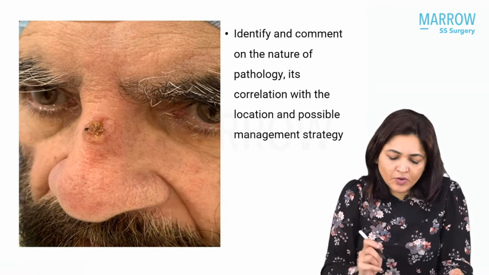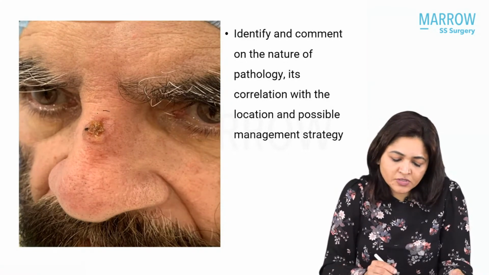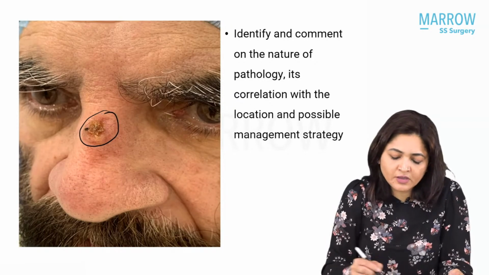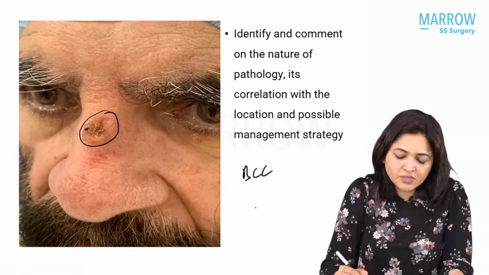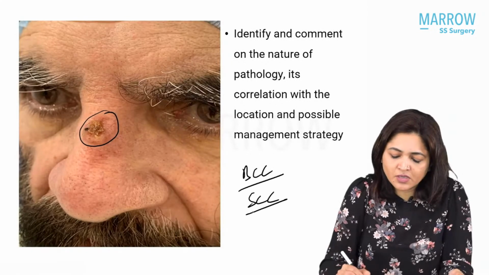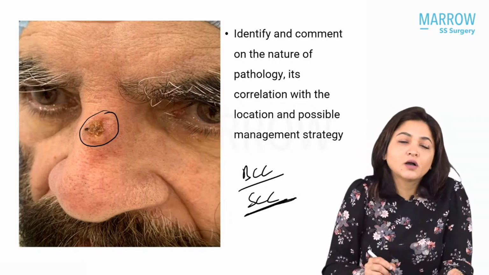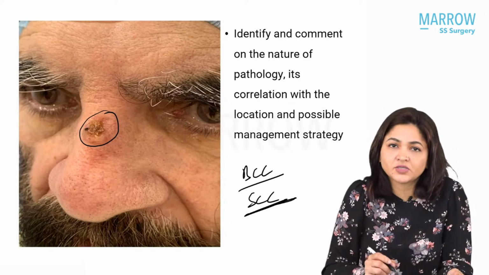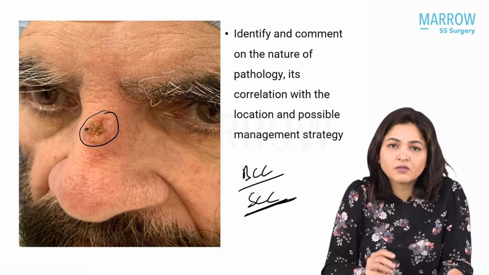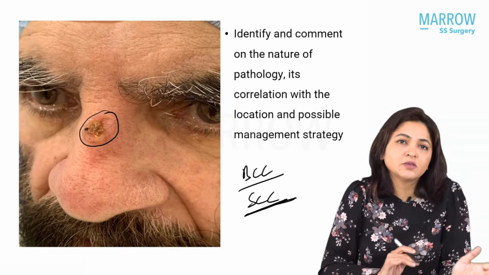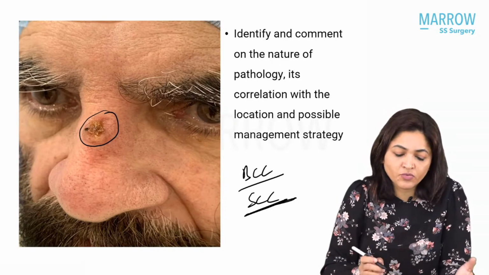Okay, this again important. Identify the pathology, what possible pathology on the nose, fair skin, could be BCC, could be SCC, anything you say can be correct, but more importantly you will be asked how will you manage this case? Again the same thing: margins, orientation, marking, biopsy, possible cover, what will you do?